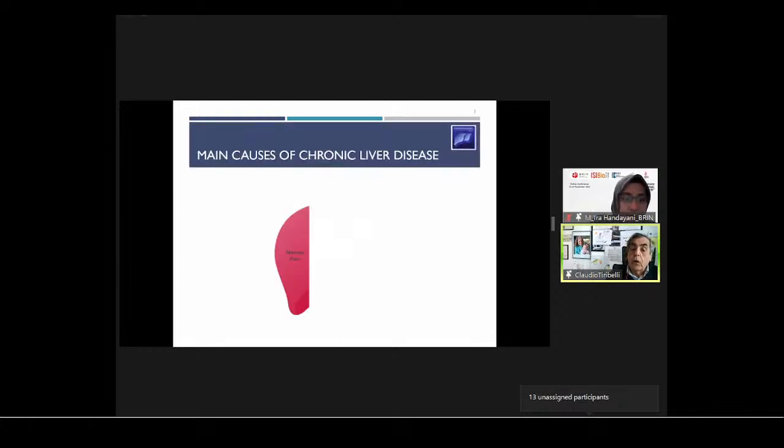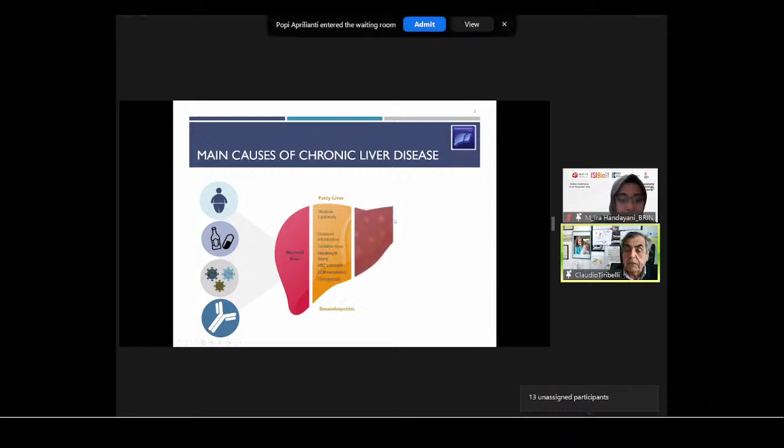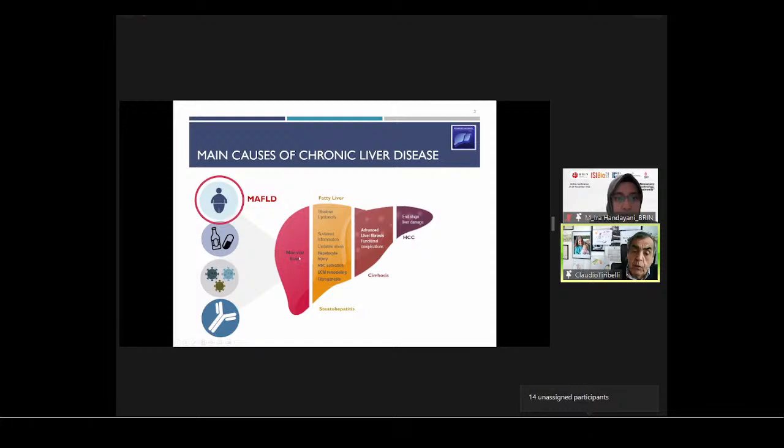The main causes of chronic liver disease are different things, such as diet, medication, viruses, and autoimmune liver disease, moving from a normal liver to usually a fatty liver, which is an increased presence of fat in the liver. This can go on to steatohepatitis and then to liver cirrhosis, which is advanced liver fibrosis and functional complication, ending up with the presence of hepatocellular carcinoma, which is the end stage liver disease. We need to stop this trip from here to here.